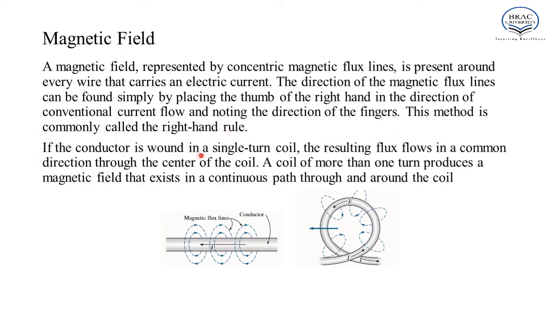If the conductor is wound in a single turn coil as shown over here, the resulting flux flows in a common direction through the center of the coil as shown over here. A coil of more than one turn produces a magnetic field that exists in a continuous path through and around the coil.